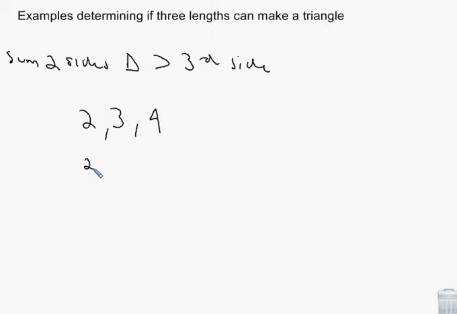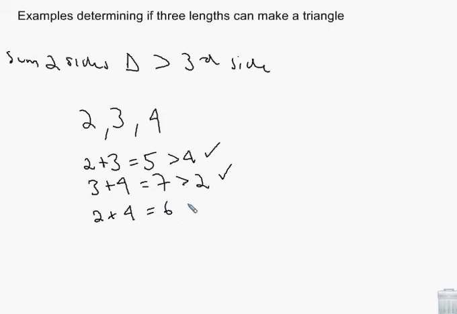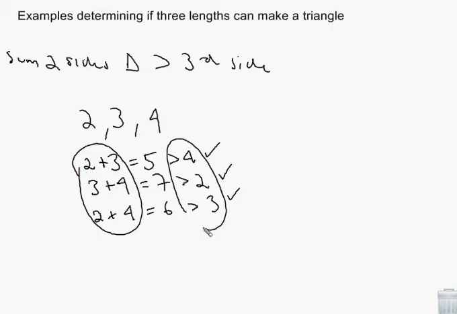So we can go 2 plus 3, which is 5. Is that greater than 4? Yeah, it is, right? Okay, so that works. 3 plus 4 is 7, which is, of course, greater than 2, right? And the only combination left is 2 plus 4, which is 6, which is, of course, greater than 3. So that works. All 3 different combinations of sides, right? We can add them together, and we always get bigger than the other one, which wasn't added together.